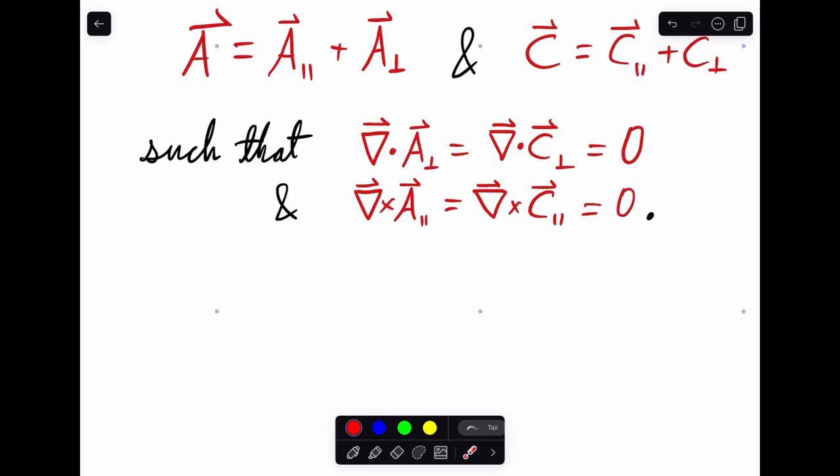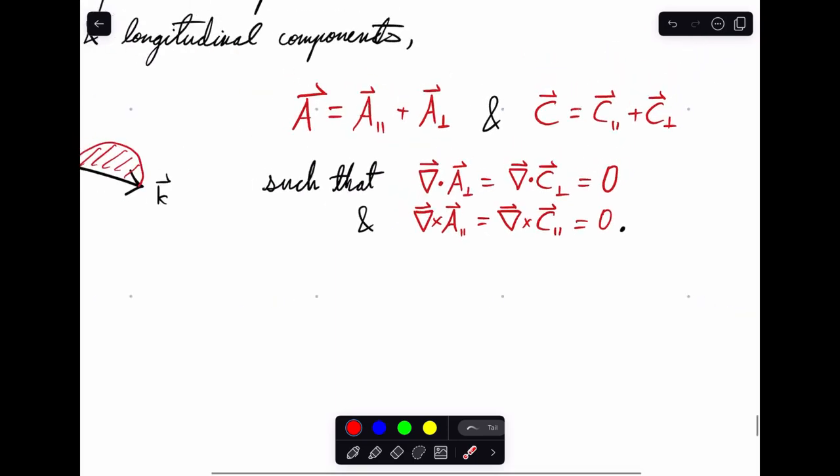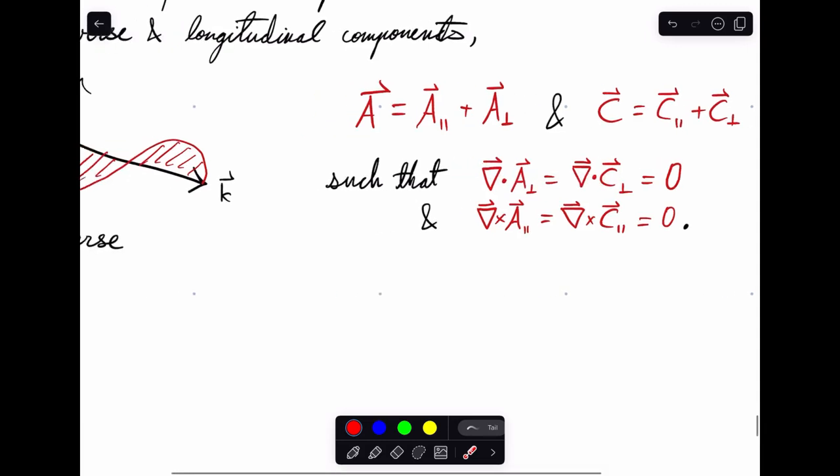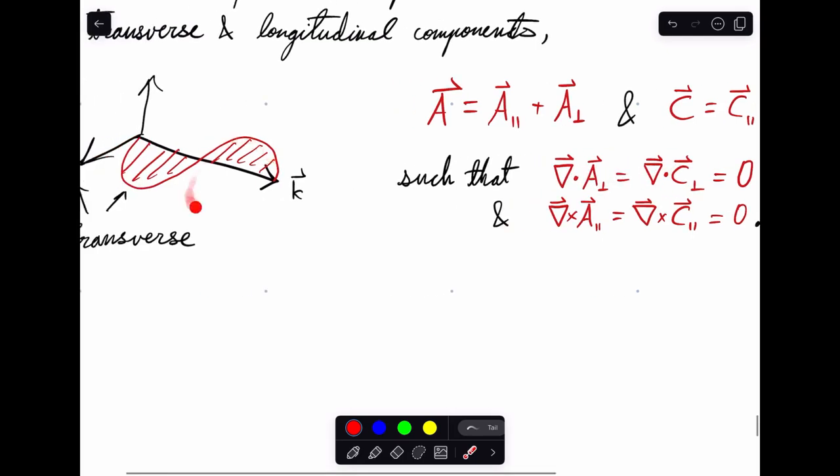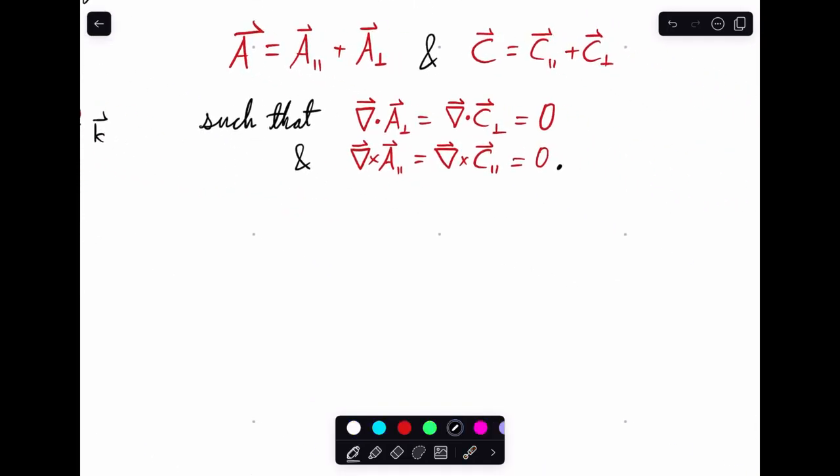So what this means is that these fields don't diverge, so they just essentially remain as changing about this axis, and there are no field lines leaving. The field lines rotate around the propagation direction, whereas for the parallel fields there is no rotation about that. There are only field lines leaving or going in. Bad grammar.